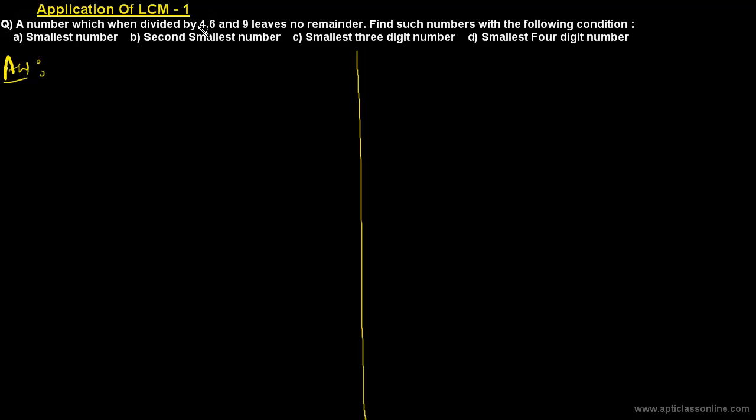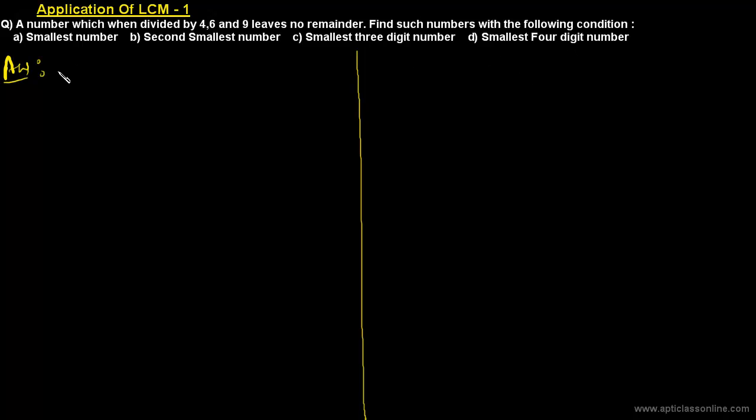So basically there is a precondition. The precondition is that the number when divided by 4, 6 and 9 leaves no remainder, or the number is fully divisible by 4, 6 and 9. And the subsequent condition is that the number has to be the smallest in case A, and in case B it has to be the second smallest, and so on in other cases.